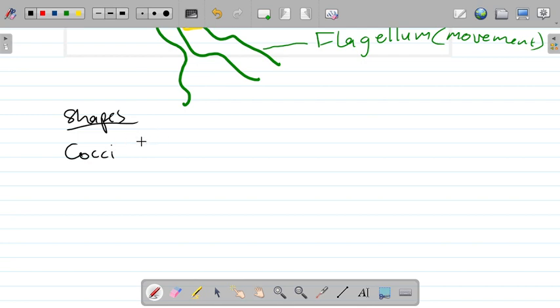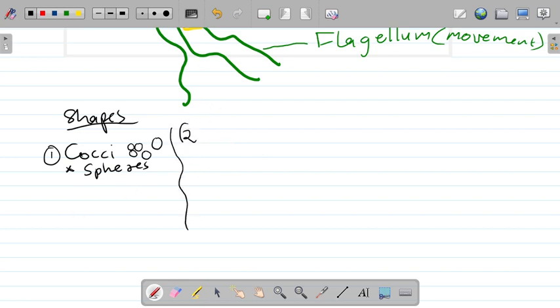Since I like drawing, I always draw next to this word. Cocci, how do I remember it? They look like this. Those are the cocci. Coccus bacteria, how are they shaped? Basically, coccus, for example, Staphylococcus aureus. They are spherical, they are spheres. A sphere is a circle. So that is the first one.